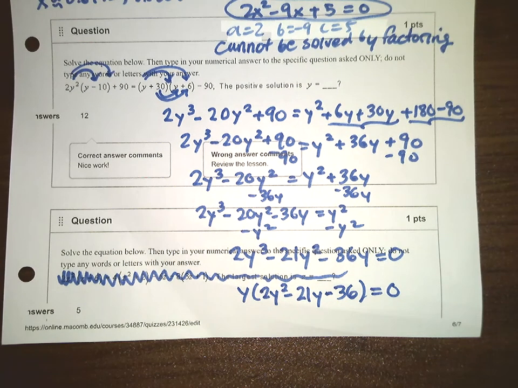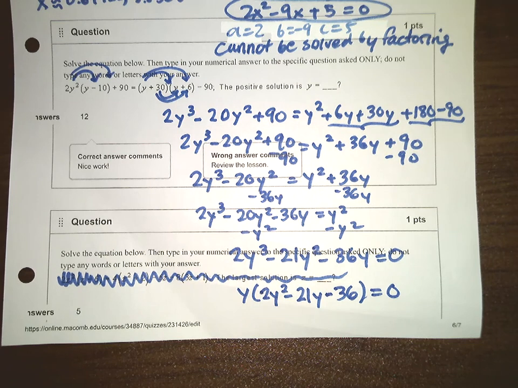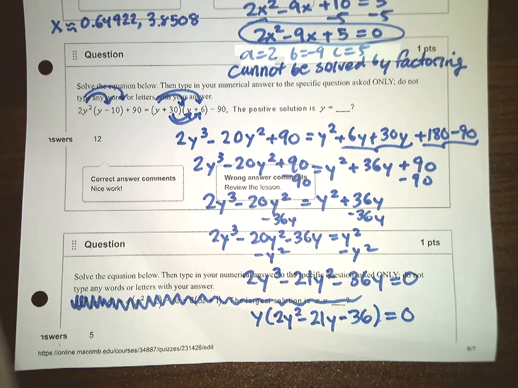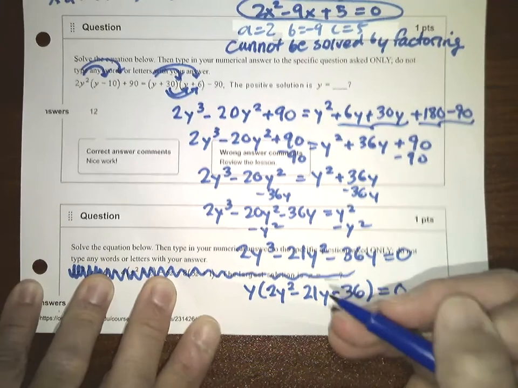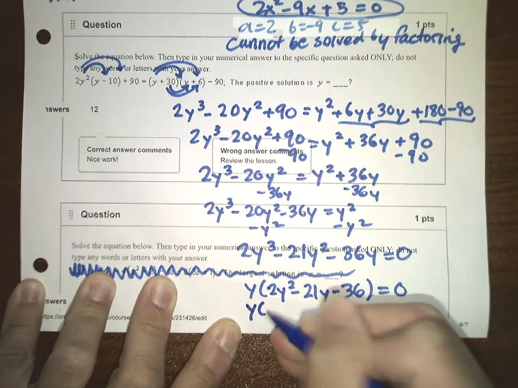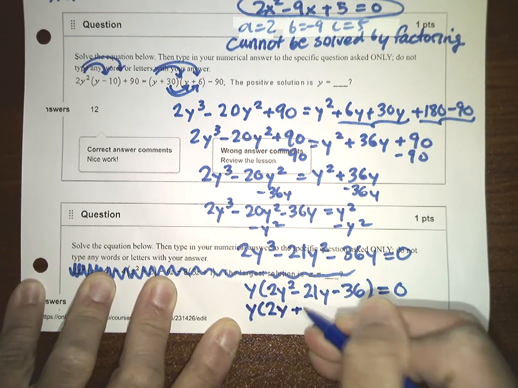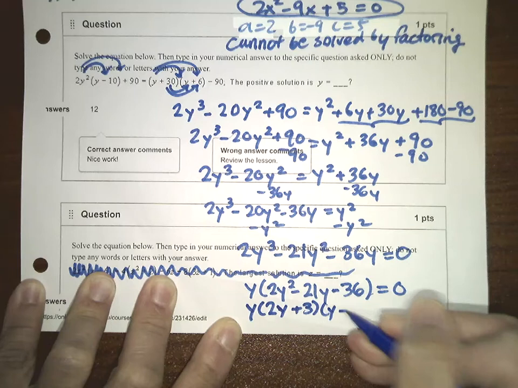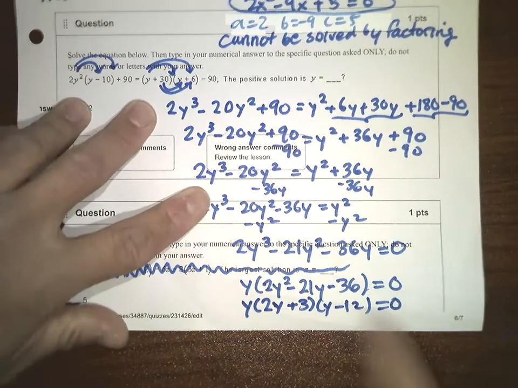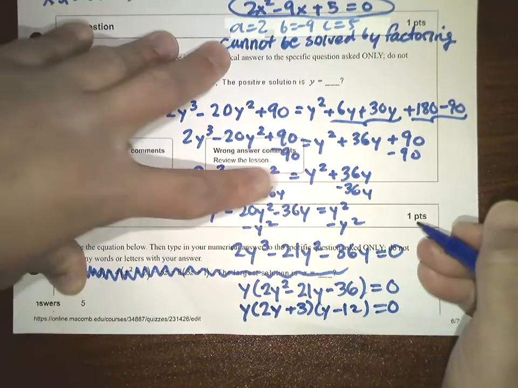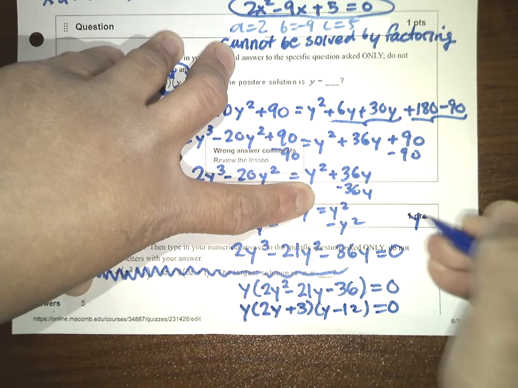And then I'll continue to factor here. I'll just factor this for you right here. So y times 2y plus 3 times y minus 12 is equal to 0. So then I can set each of the factors equal to 0. So the first one is y equals 0.